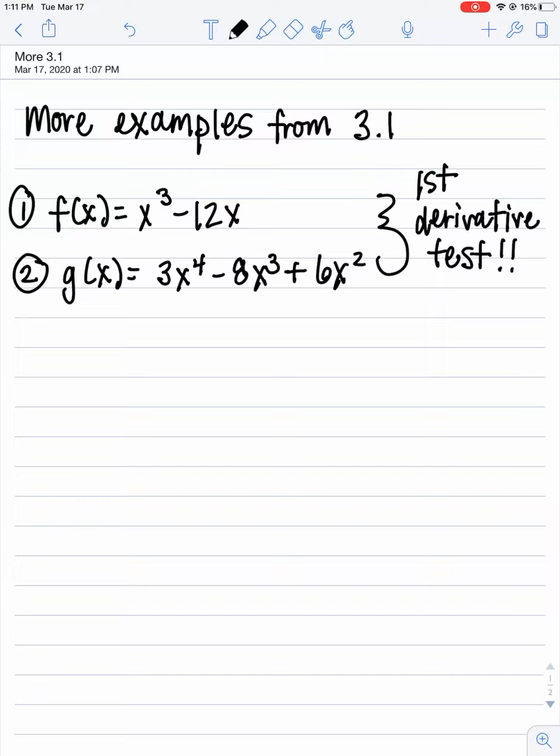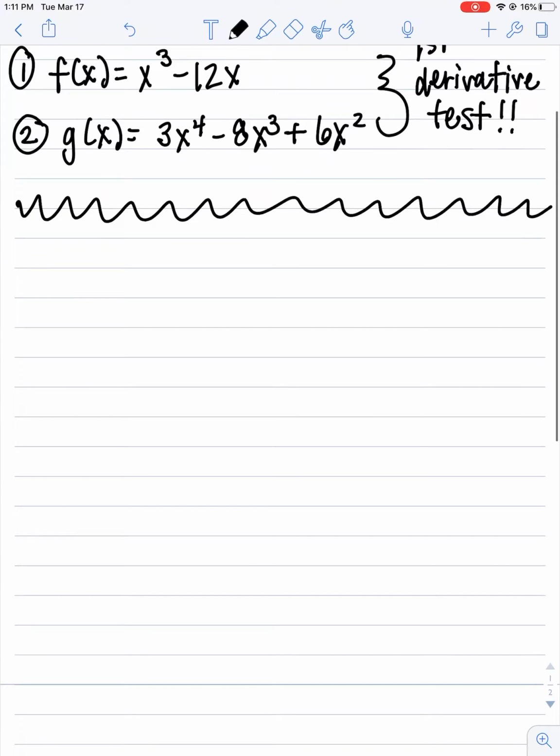Everything we do in this section is revolving around the first derivative test. And the first derivative test says if you take the first derivative and you set it equal to 0, you find critical values, and then you can determine if those critical values are maximums and minimums by using the first derivative test. So starting out, let's look at this very first example.